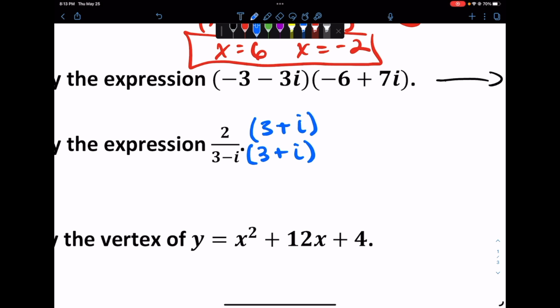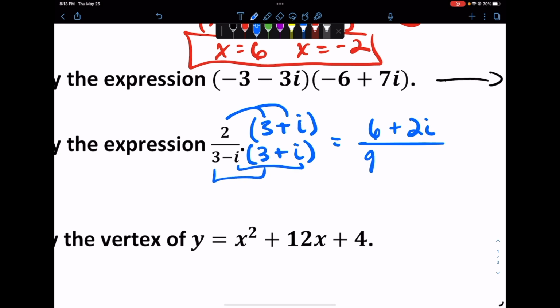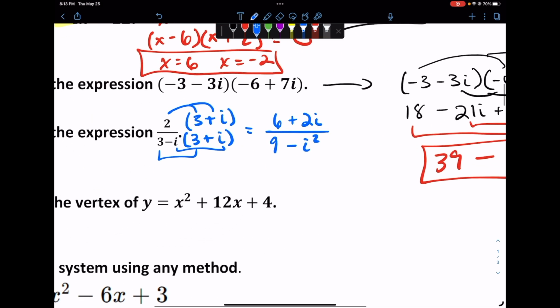So now we just distribute up top. So we got 2 times 3, which is 6. 2 times i is 2i. In the denominator, because we're multiplying by the conjugate, we just have to multiply the first two and the last two together. So it's going to be 9 minus i squared. And remember, we just looked at i squared is -1. So this is basically 9 plus 1. So it's going to be 6 plus 2i over 10.